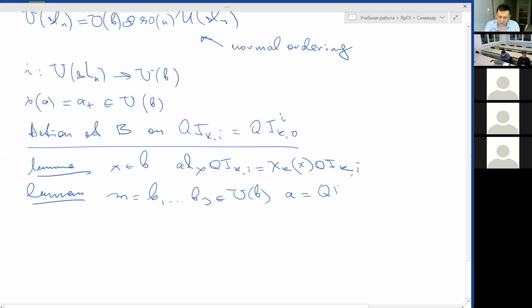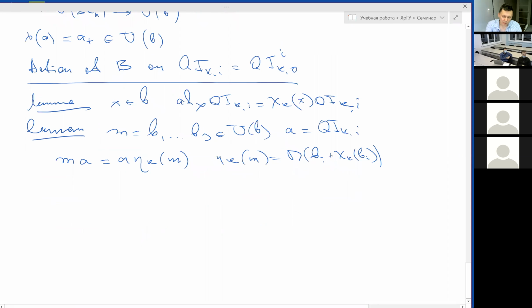and then Q_k_i, then M A_plus at K M is a product of B_i K B_i. Okay, and then the lemma, which is an analog of the Adler-Kostant-Symes lemma, is the following.